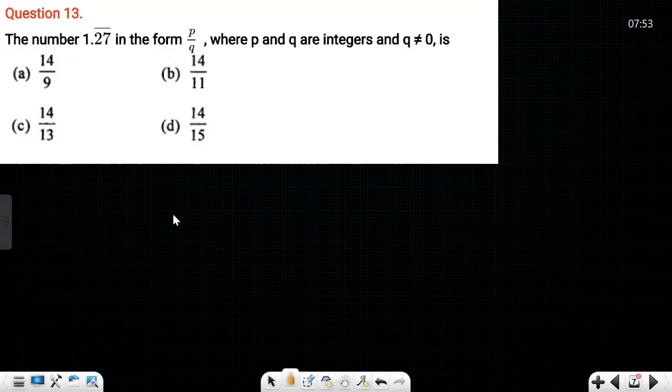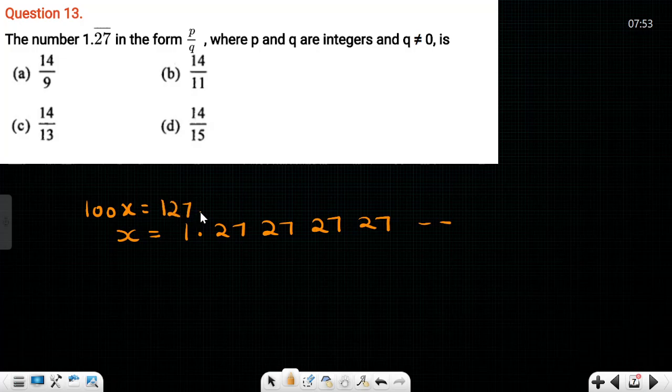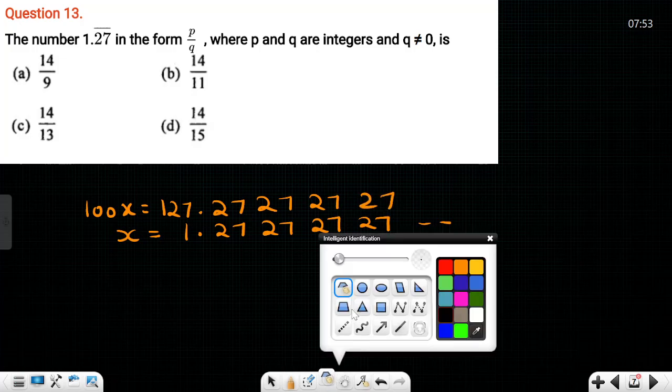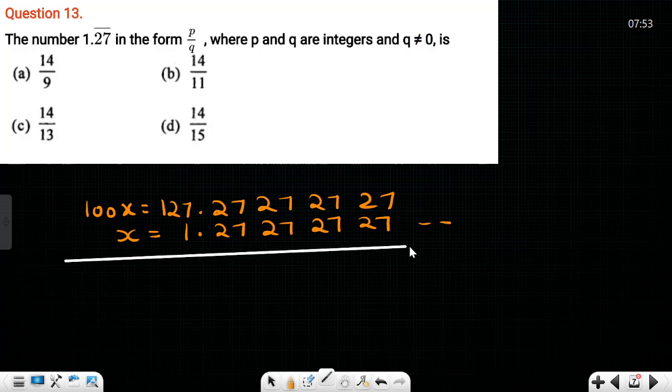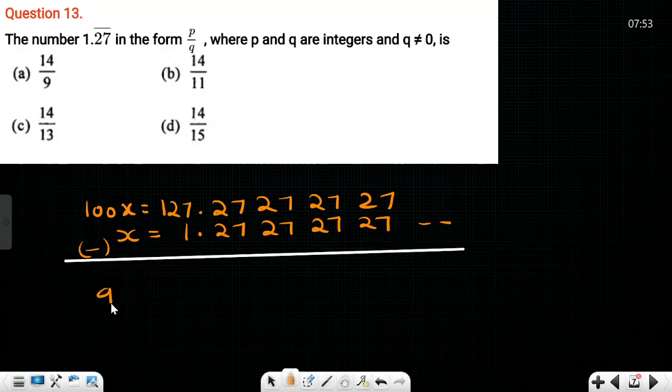The number 1.27 bar in p by q form, they want. For this I have told you already the method. You have to take x as 1.27, 27, 27, 27 and so on. Then you will multiply this by 100. You already know why I am multiplying. Then this is going to be 127.27, 27, 27, 27. Now we are going to subtract both of them. Then 99x is equal to 127 minus 1, that is 126.0000. Therefore x equals 126 by 99.